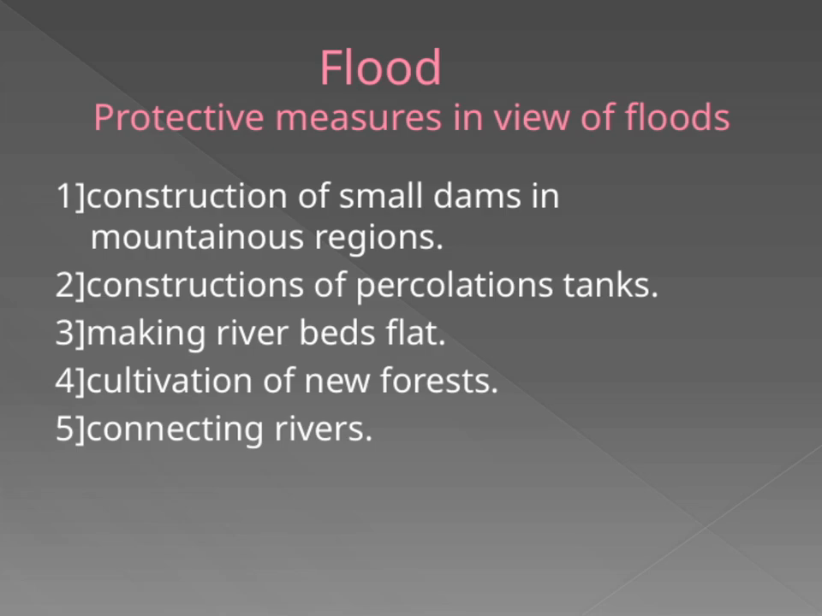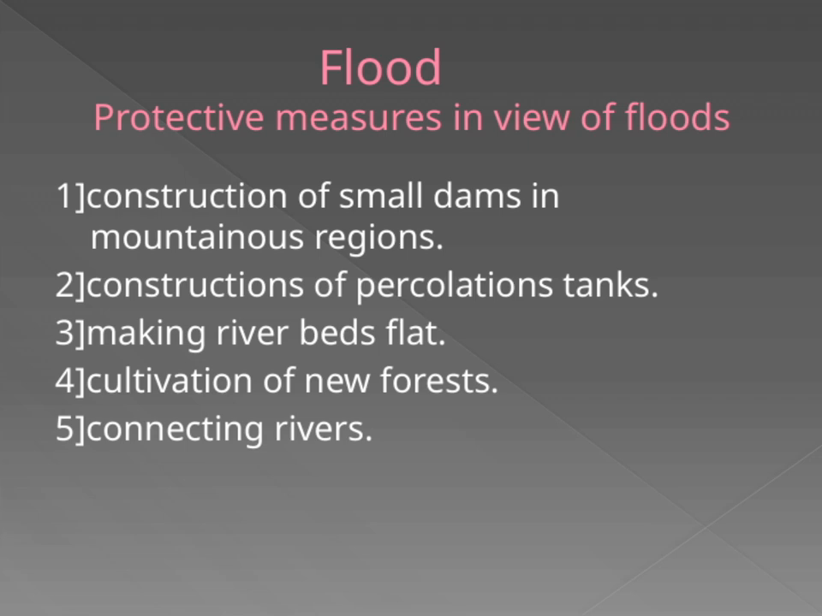One important strategy is the construction of small dams in mountainous regions. These dams help control the flow of excess water during heavy rains, reducing the risk of sudden floods downstream. Next, we have the construction of percolation tanks. These tanks allow rainwater to seep into the ground, replenishing underground water sources and decreasing surface runoff that can lead to flooding.